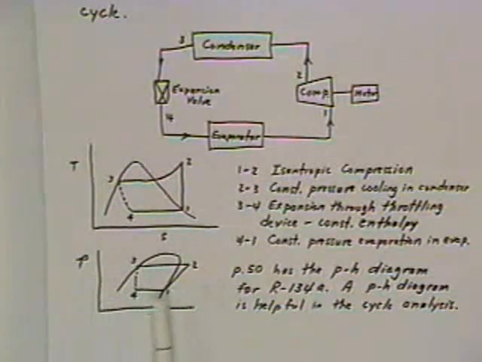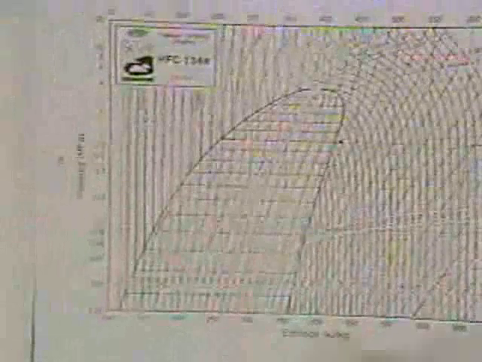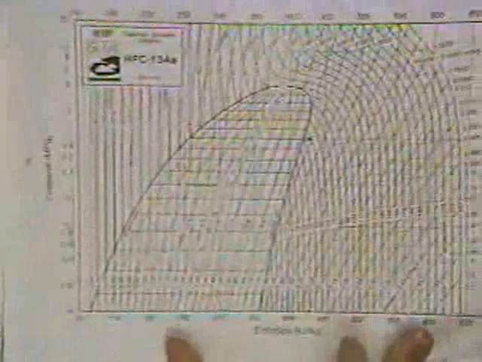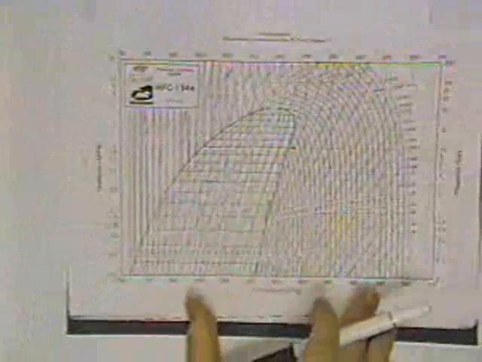And one of the reasons for using the pH diagram and showing it here is that what you have in your text for R134A is a pH diagram. So I'll just go ahead and put this up here. If we can zoom out, I think that will work fine just to show that.